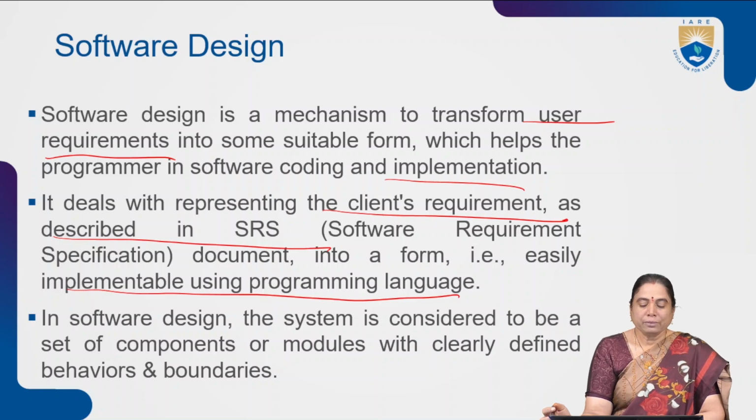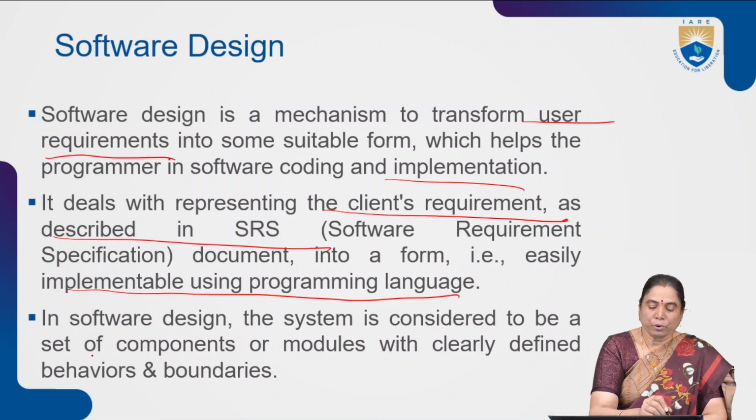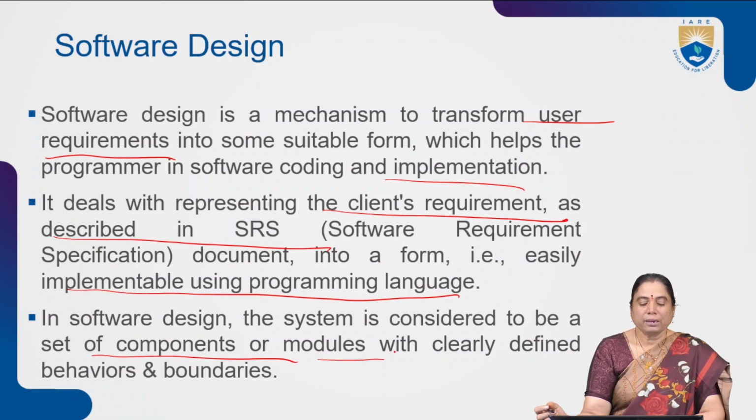In software design, the system is considered to be a set of components or modules with clearly defined behavior or boundaries. So the project is divided into small manageable components, and those components can be easily implemented by software engineers in the coding phase.